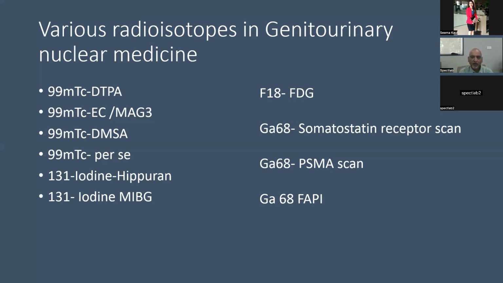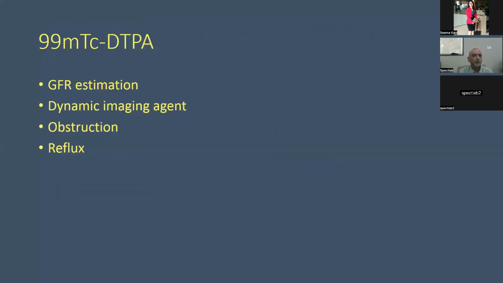Coming to the PET side, we have 2-deoxyglucose, the glucose analog, which is the workhorse for PET scan. Somatostatin receptor PET scan in those patients where you're suspecting neuroendocrine tumors. Prostate-specific membrane antigen is a molecule for evaluation of CA prostate, and we'll talk about FAPI.